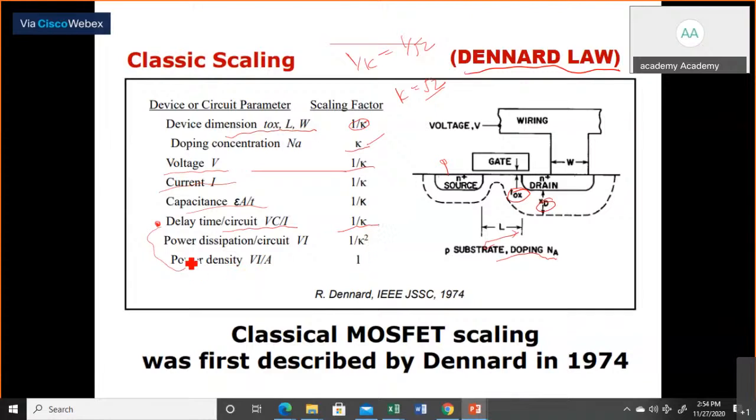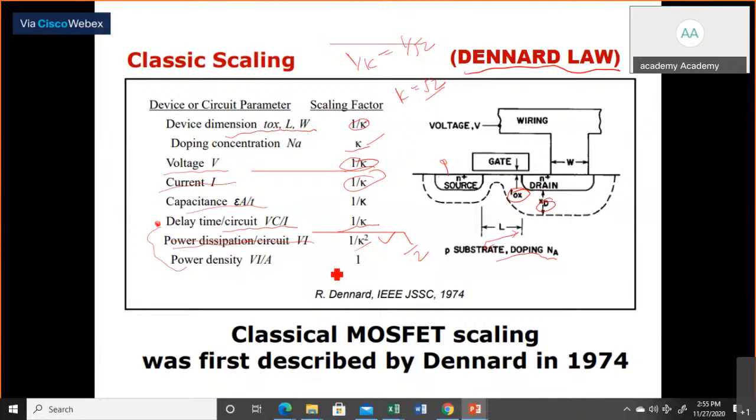Second, power dissipation in circuits. Power dissipation depends on V into I, voltage and current. If voltage is reduced by 1 by k times, sometimes called kappa, the power is reduced by 1 by kappa square. So you can see if kappa is equal to root 2, that means power dissipation is going to reduce by half.